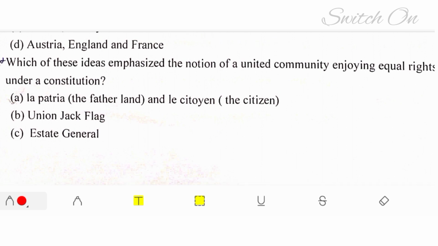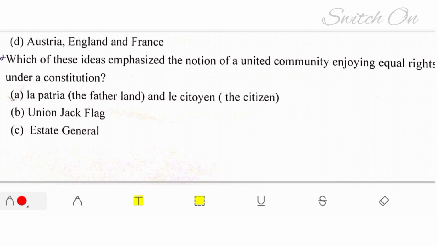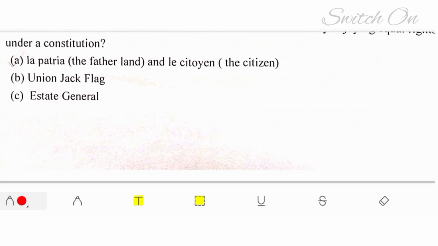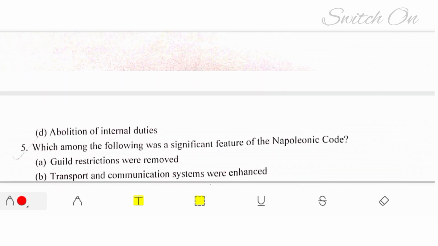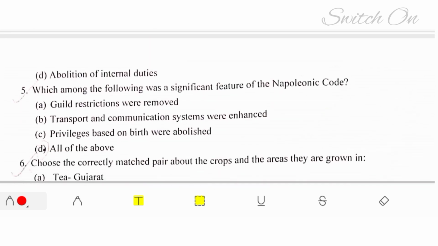Question 4. Which of these ideas emphasizes the notion of a united community enjoying equal rights under a constitution? We have 4 options for this. So the fourth option is in the second page. For this, the correct option is option A, La Patria, Fatherland, and Le Citoyen, which is a citizen.